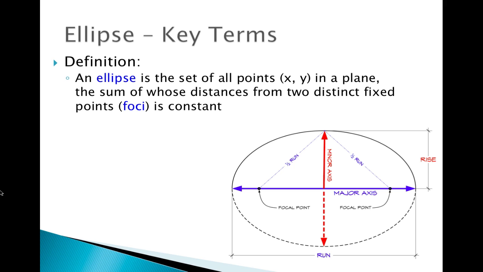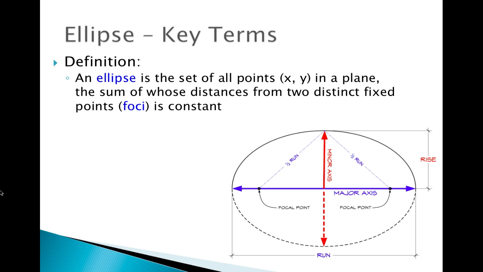So first, the definition. An ellipse is a set of all points x, y in a plane where the sum of whose distances from two distinct fixed points called foci is constant. The way that I want you to think about how an ellipse is drawn is if you were to take a pencil and attach two strings that have the same exact length to the pencil, and those two strings are at two different points. The figure that you're going to draw, keeping those strings as tight as possible, is going to be an ellipse.